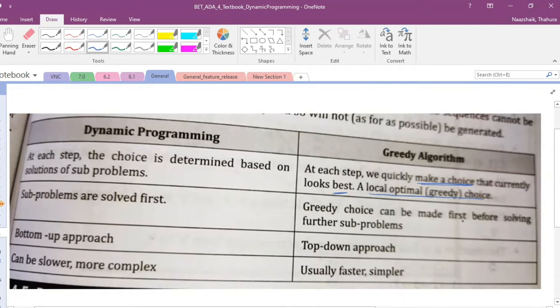Greedy choice can be made first before solving further subproblems. So basically, you have to make a choice and then go ahead and solve the other problems. It is a top-down approach. It is simple and faster. Okay. Now, what is dynamic programming?